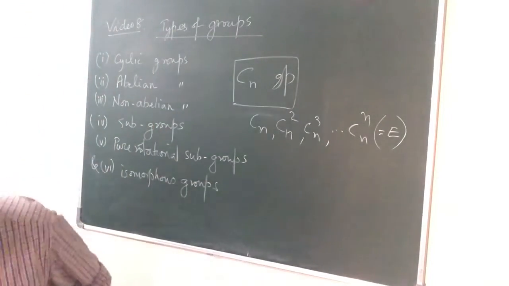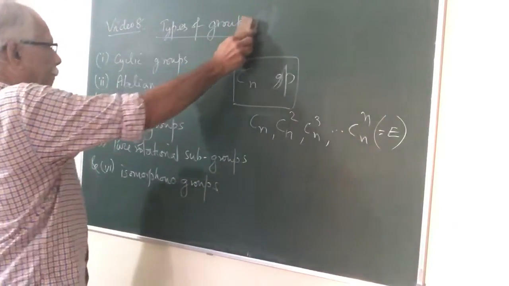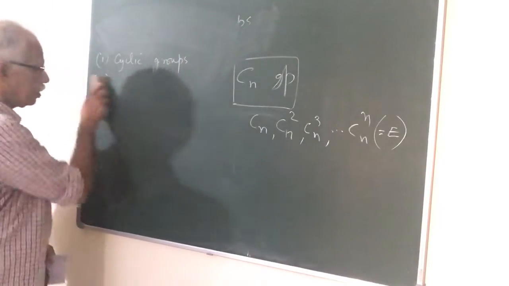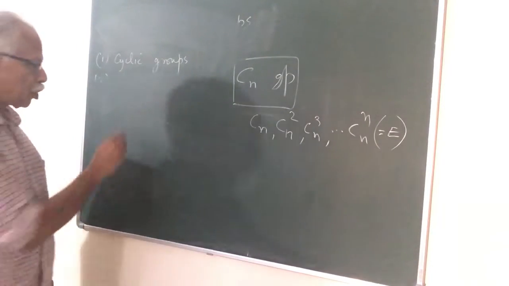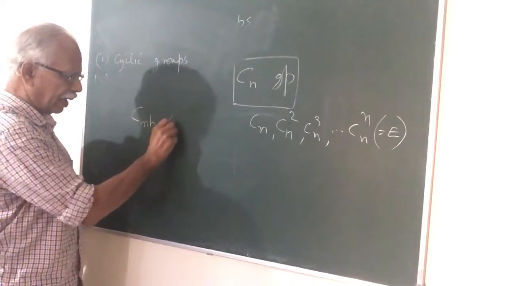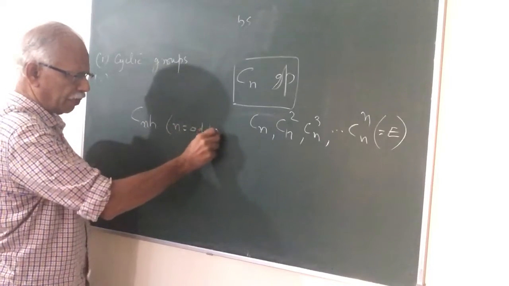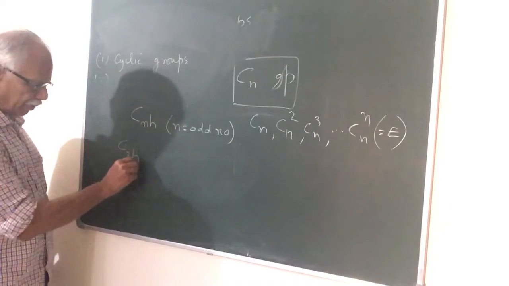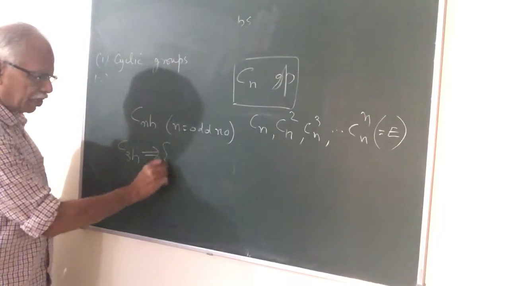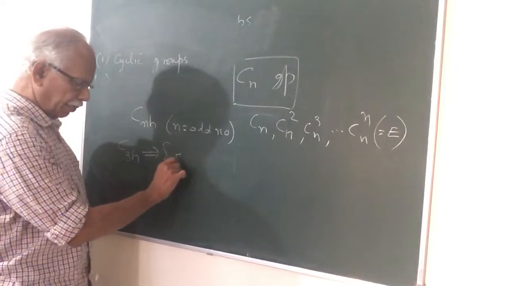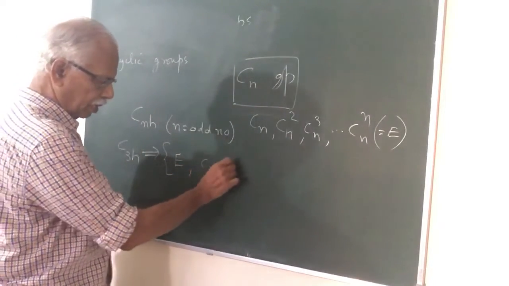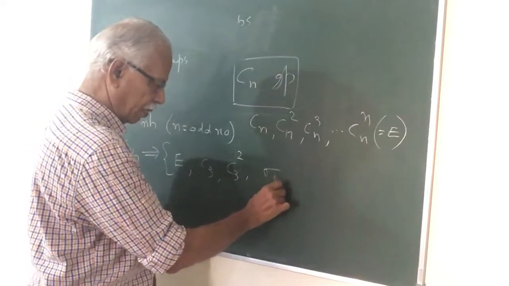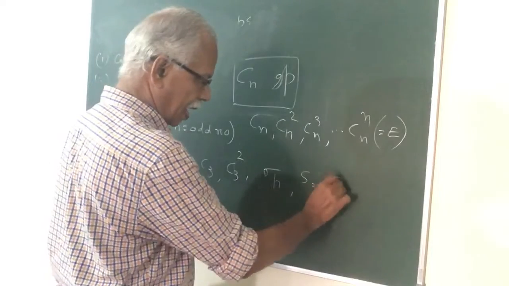Another example is the CnH group, where n is an odd number. Think of C3H. The operations are identity, C3, C3 squared, sigma H, S3 and S3 5.